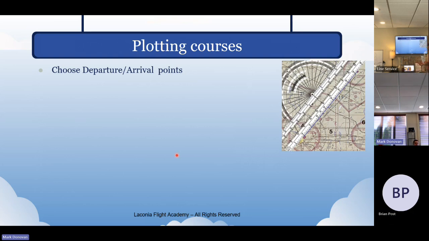So plotting a course, you need to choose your departure airport and your arrival airport. Again, the definition of a cross-country flight is you've got to be at least 50 nautical miles away from your departure airport.